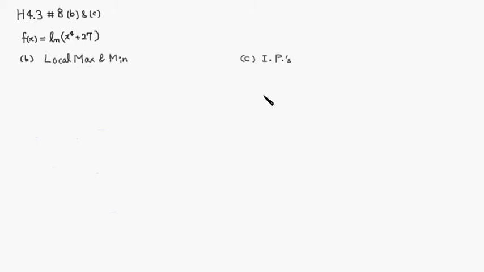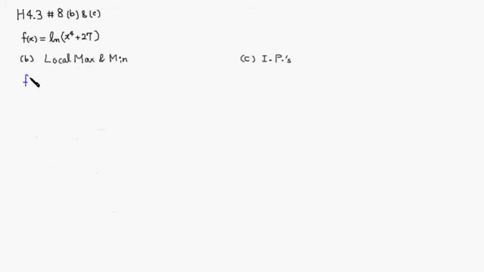Okay, let's go over homework 4.3, number 8, part B. Alright, so part B, we're looking for local maximum and local minimum. So let's take the first derivative.